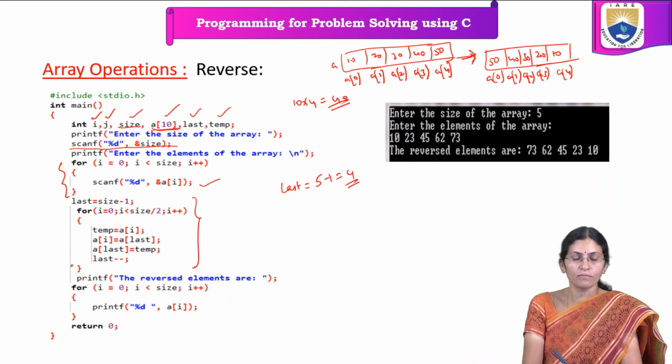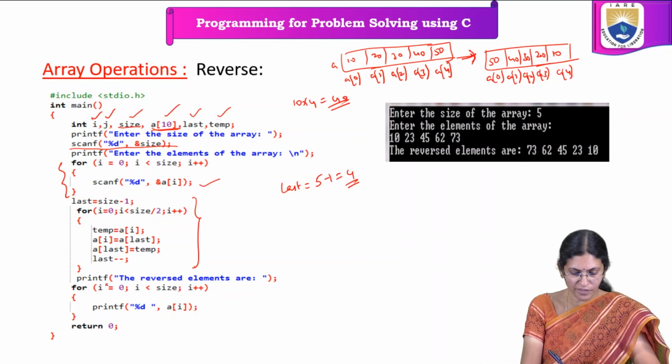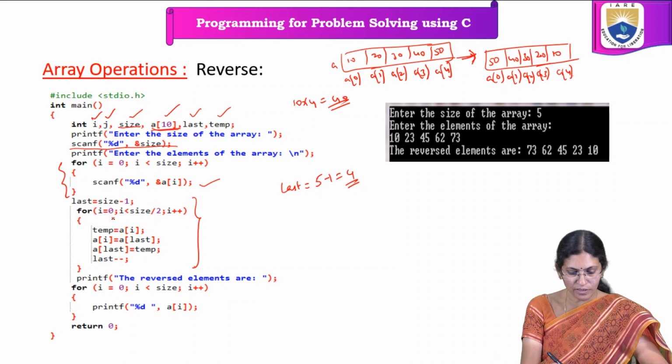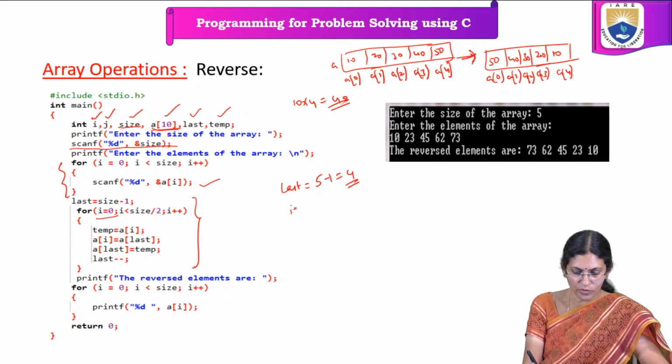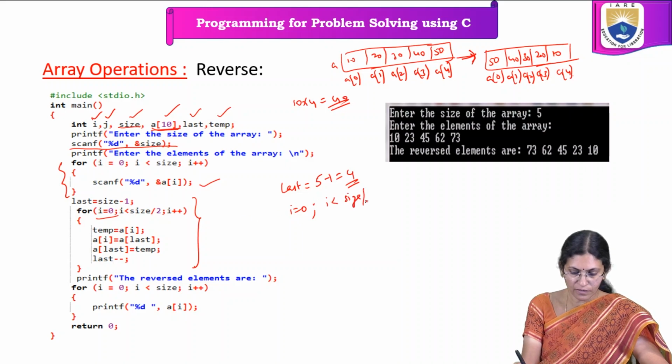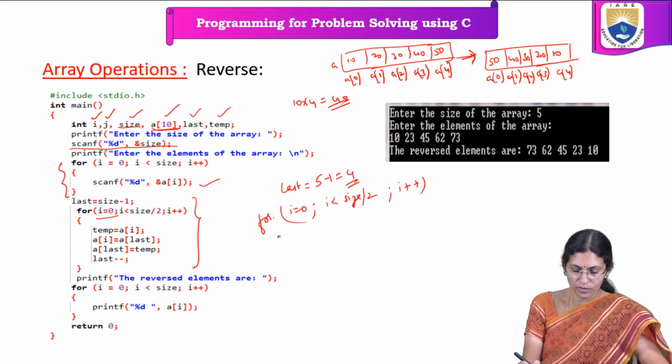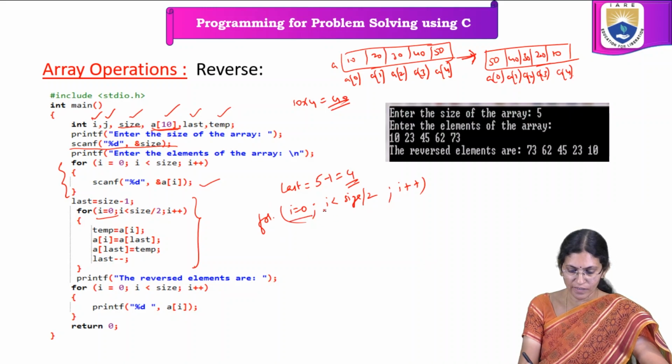Now let us see how these different statements are executed. These are the different statements which are placed in the for loop. Now for i is equal to 0, the looping variable is i, so the initial value is 0. For i is equal to 0, i less than size divided by 2, and then i plus plus. This is placed in the for loop as the initialization, condition and then updation expression.